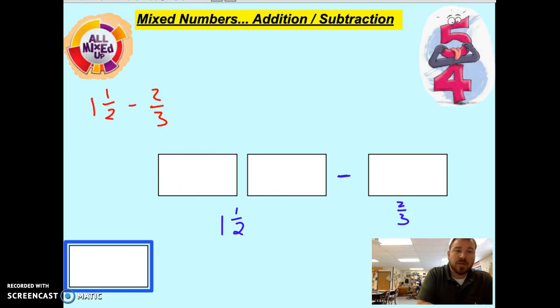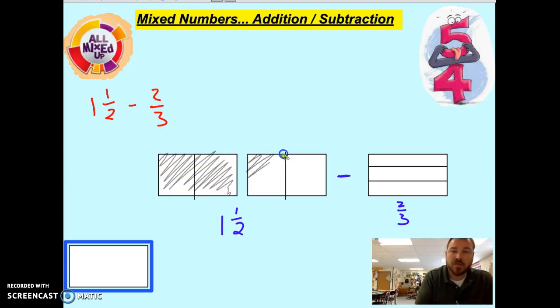All right, so I'm going to break this just like I did on my first example for addition into halves vertically and then into thirds horizontally. I need to shade in my parts to show I have 1 whole and a half, and over here I have 2/3.